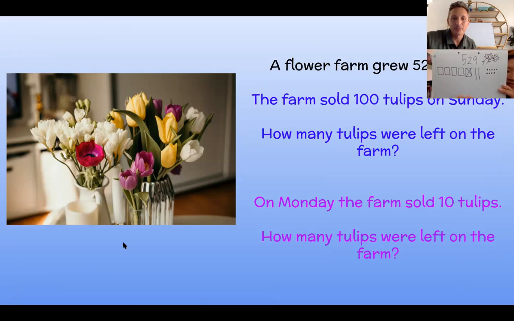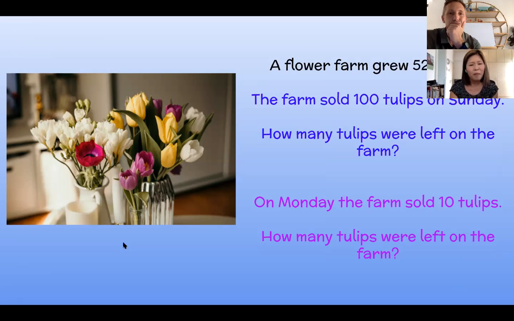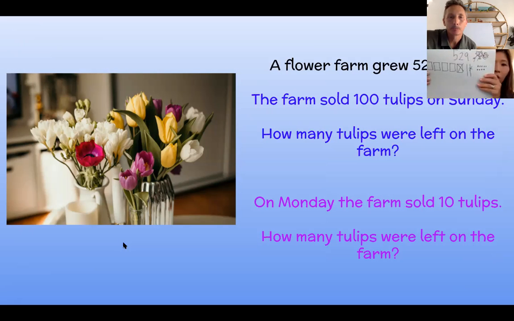Here's the second part of this problem for you. On Monday, the farm sold 10 tulips. So the next day, they sold 10 more. How many tulips were left on the farm? I might cross out the 10 because they sold 10. So let me try this again. All right, this is what I have now. So I'm going to count my hundreds. 1, 2, 400. Now I only have 10 and I still have my 9. So 400, 10 plus 9, 19 tulips left on Monday.